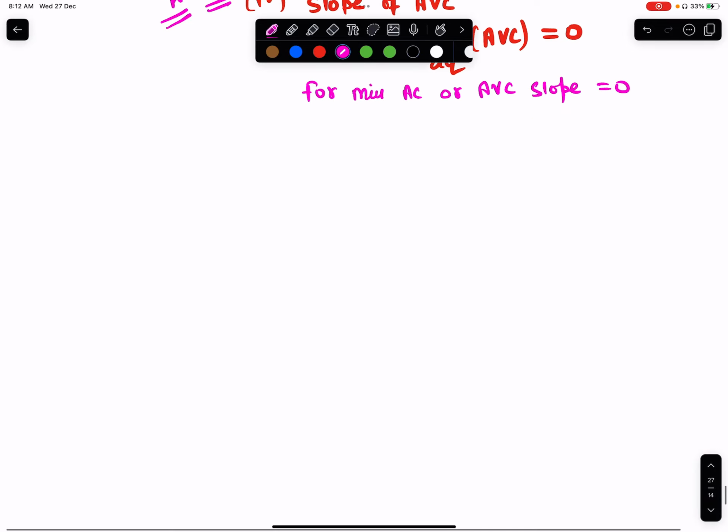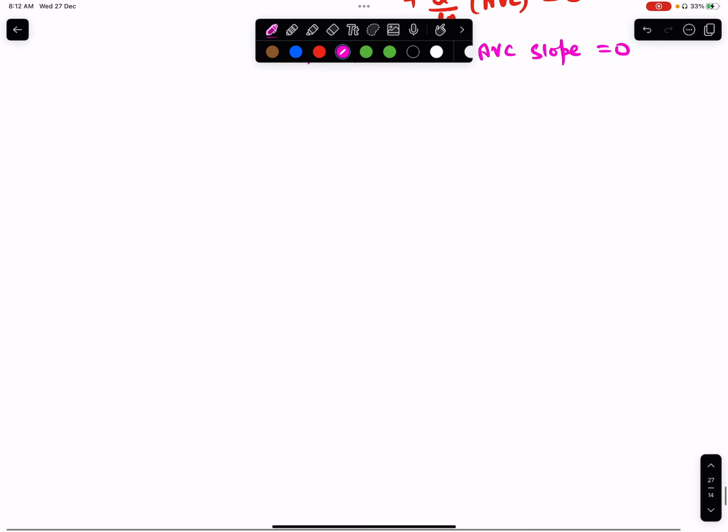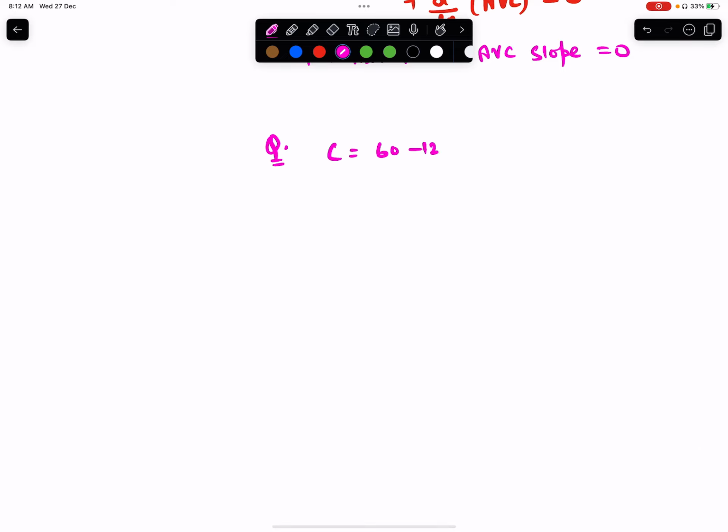So let's solve this. Suppose we have a question where C equals 60 minus 12q plus 2q square. Sorry, the slope is not always equal to 0. If we have to find the minimum value, then it is equal to 0. We have to find the AC function, and second we have to find marginal cost.